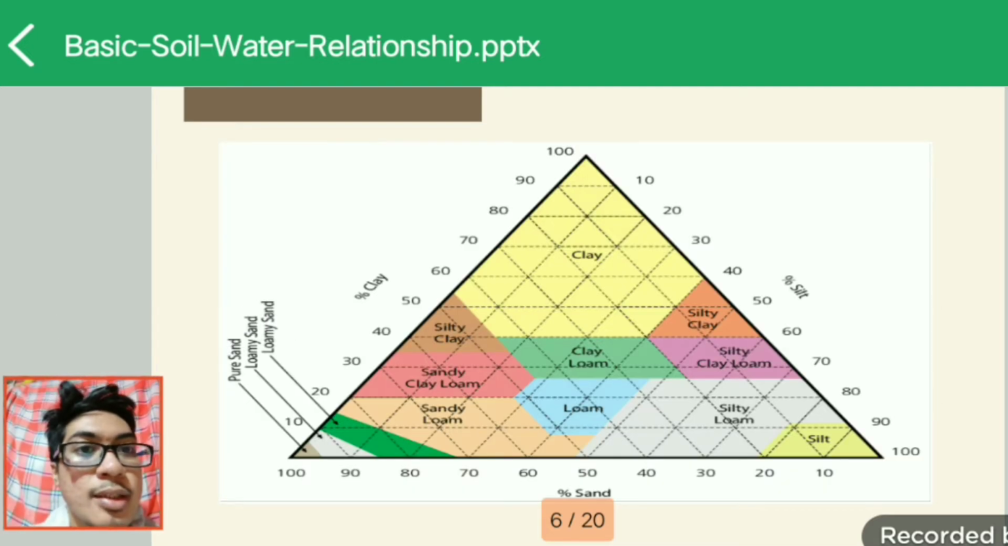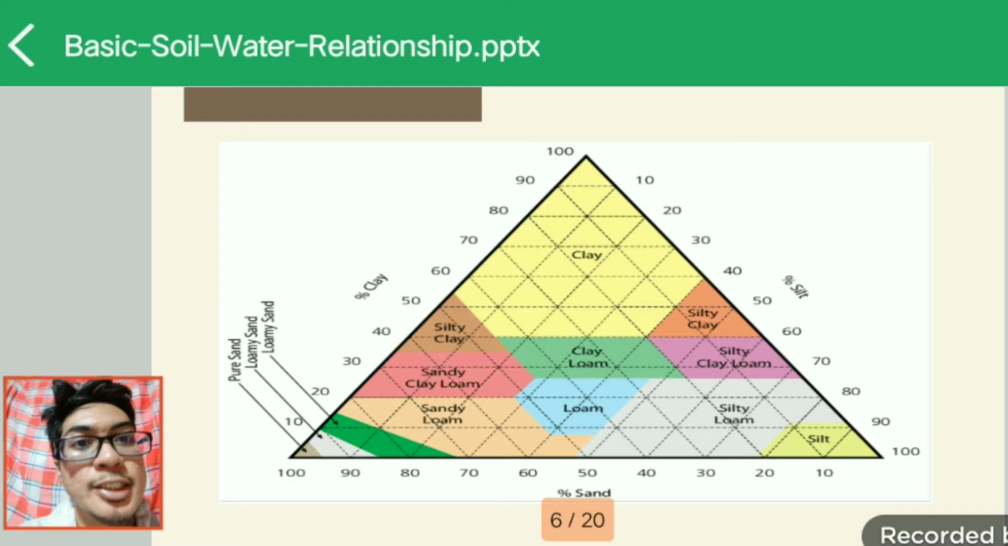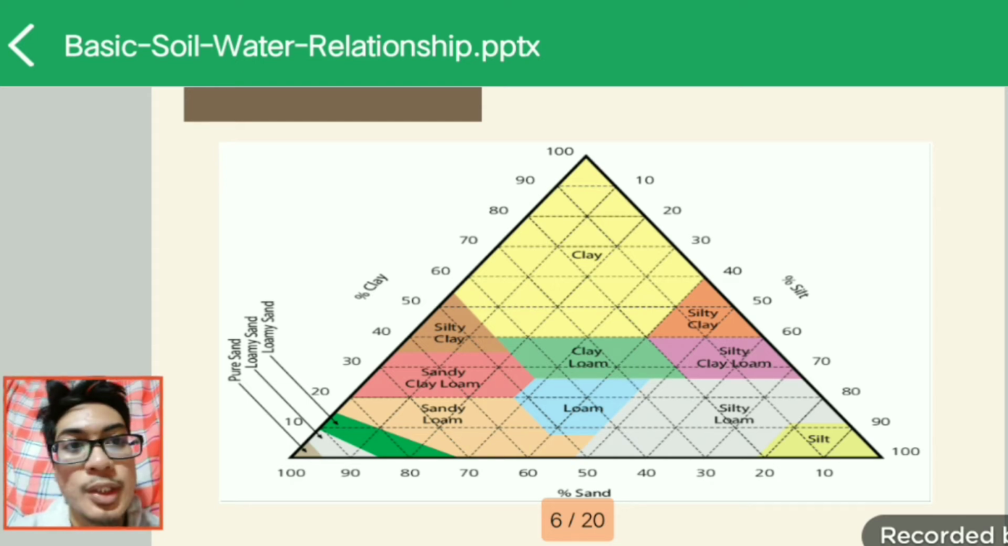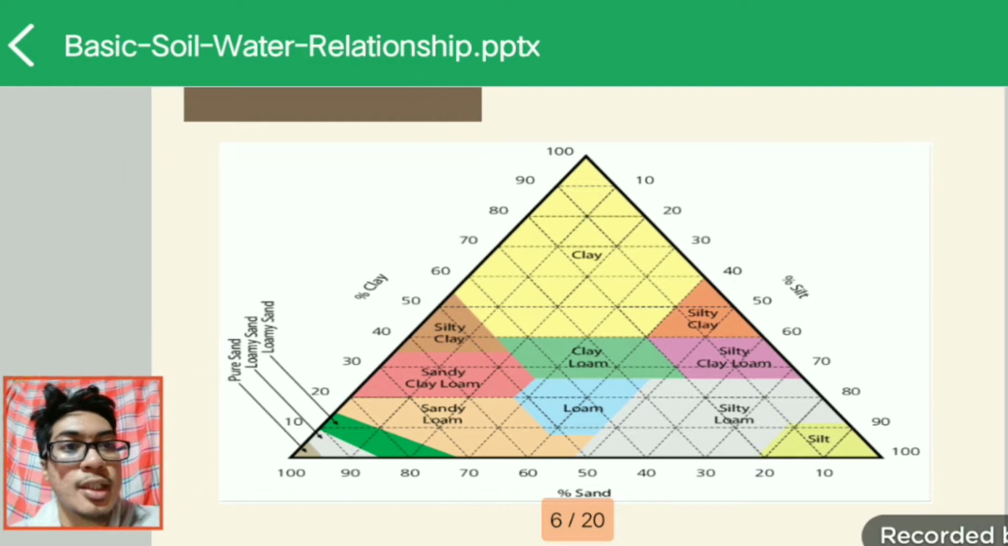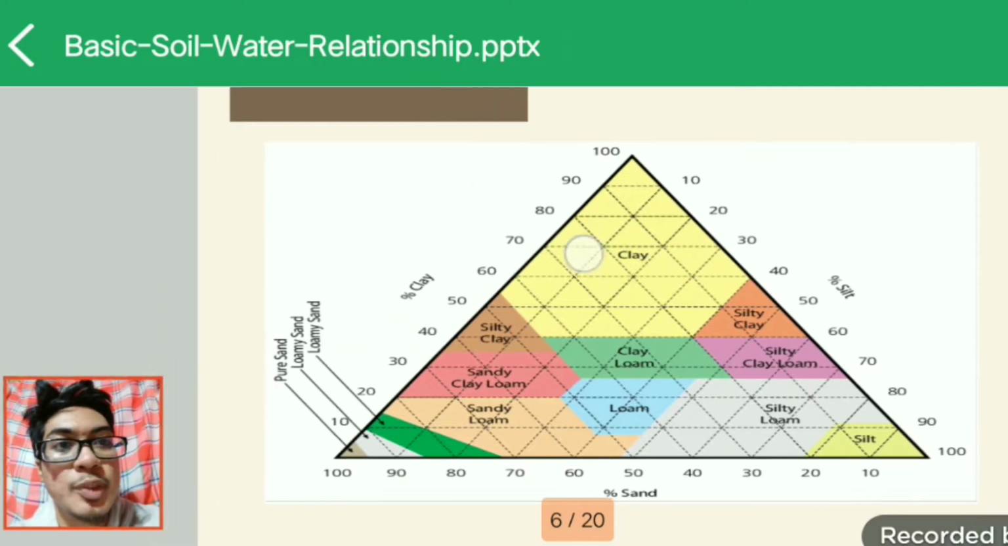Provided here on the left side of the triangle is the percentage of clay. The other side is the percentage of silt, and at the bottom is the percentage of sand. For example, you have 20% silt, you have 80% clay, and then, what else? You have 20% sand. Here you go, 20% sand, 20% silt, and 80% clay.